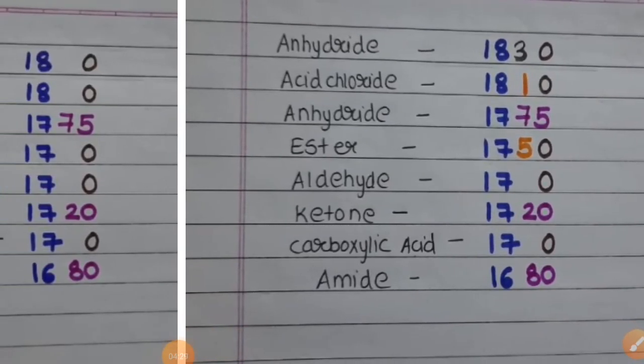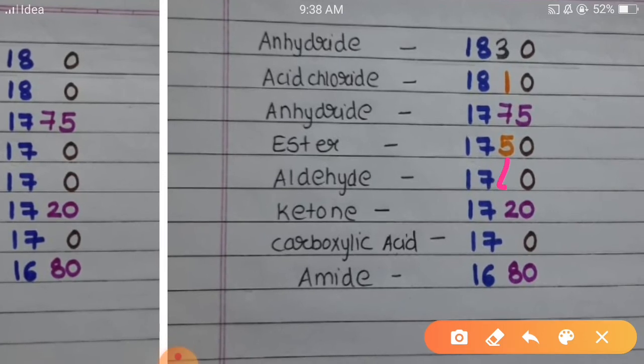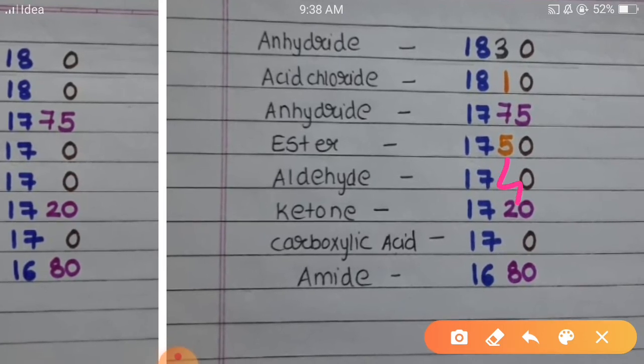Now till the ester we get all the frequencies. Now just aldehyde and carboxylic acid remain. For aldehyde and carboxylic acid, after 5 we can write 4 and then you have to write 3. So you get all the ranges of the respective carbonyl stretching frequencies in a decreasing order.